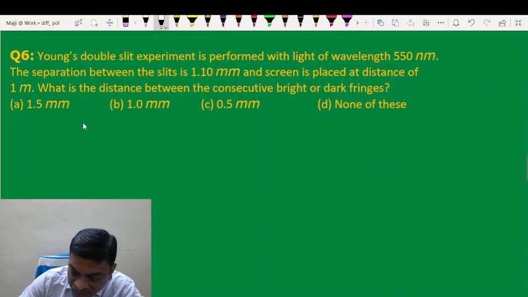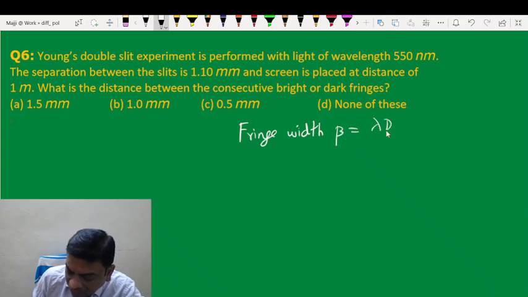Then Young's double slit experiment is performed with light of wavelength 550 nanometer. The separation between the slits and the screen is 1 meter. What is the distance between consecutive bright or dark fringes? Now they are asking the fringe width. They are simply asking the fringe width, and fringe width is lambda capital D by small d. So let us substitute the value. Lambda is how much?